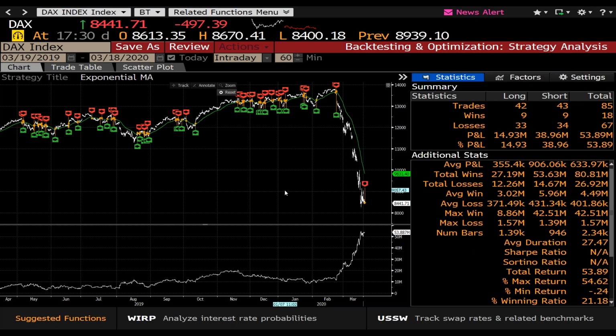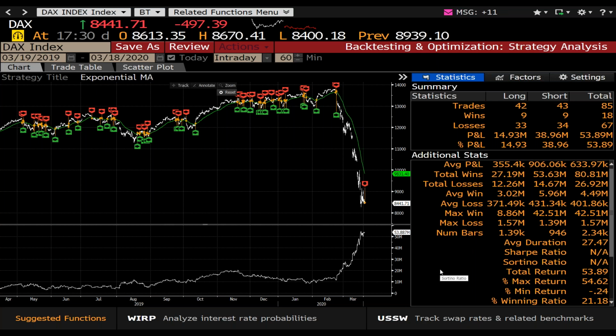Now we know that this strategy is so beautiful that over a period of 1 year, it has given us 53% return, folks. We are up 53%. This is despite the fact that we have a large number of losing trades. On the long side, we had 42 trades, 9 winning trades, and 33 losing trades. Similarly, on the short side, we had 9 winning trades and 34 losing trades, and despite that, we have been able to produce 38% profit on the short side and 14% profit on the long side, giving us a total of 53%.